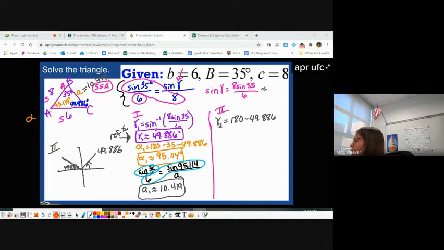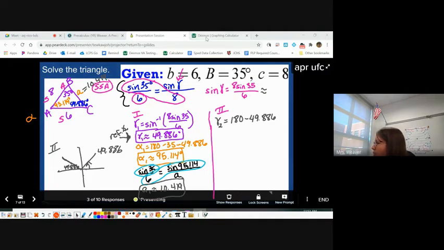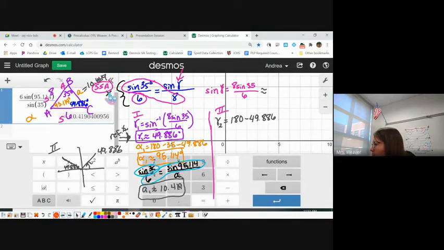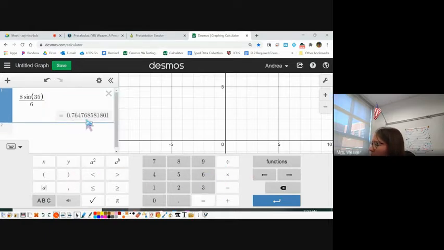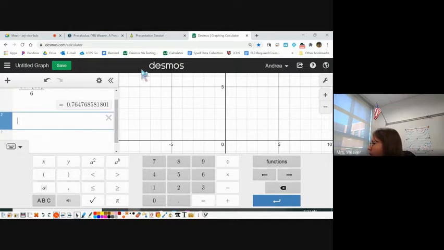If we came and found what this sine value was, let's go do that real quickly because I think it'll be nice just to illustrate this to you guys. So if I do 8 sine 35 divided by 6, again, you don't have to do this. I'm just showing you this as part of a teaching moment. 8 sine 35 divided by 6. We get 0.764765. Okay, now I'm going to leave that here, and I'm going to write that down. It's about 0.764.